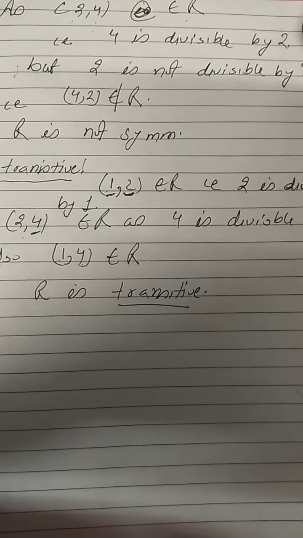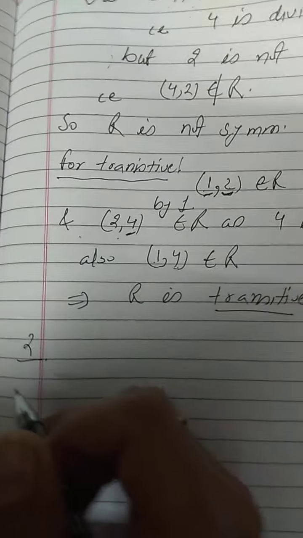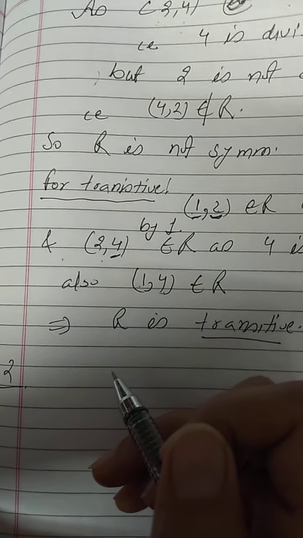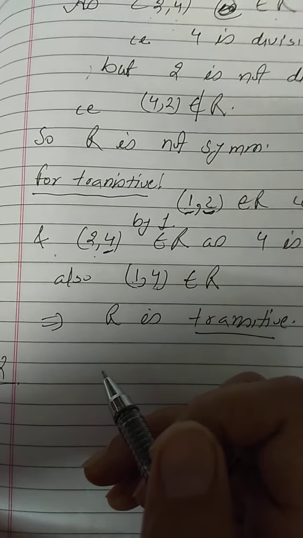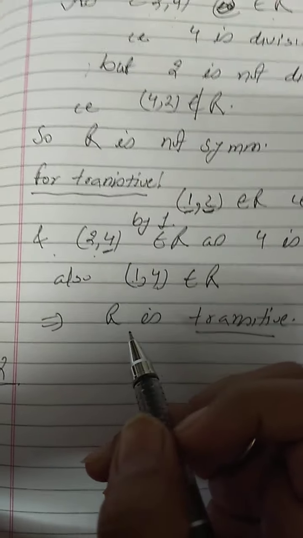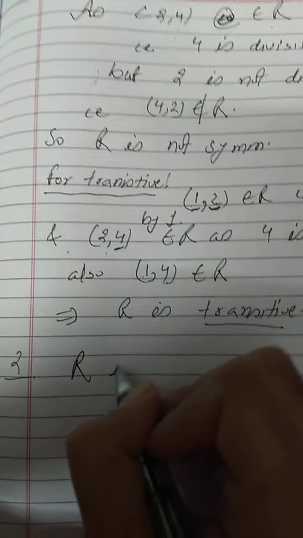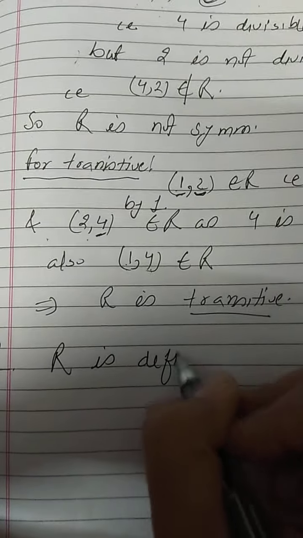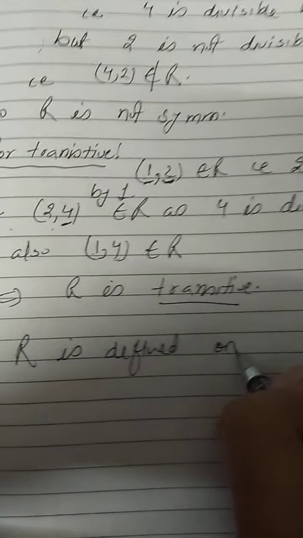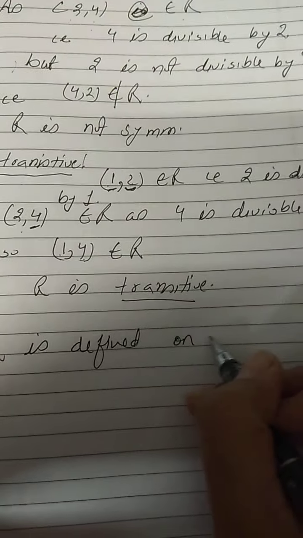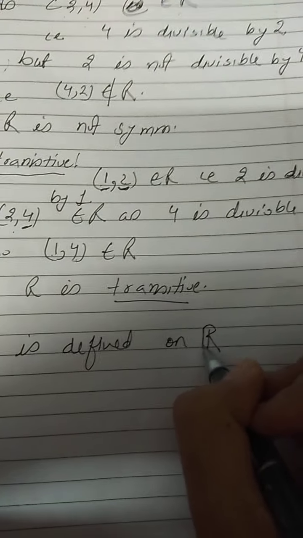We will do sum number 2 now, right? In sum number 2, what is the statement here? We have to show that the relation defined is neither reflexive nor symmetric nor transitive, and the relation is defined on all the real numbers. R is defined on all the real numbers. This R is representing the set of real numbers.